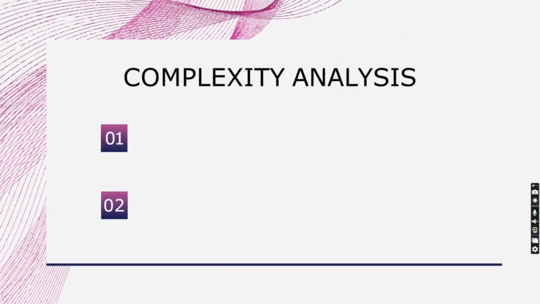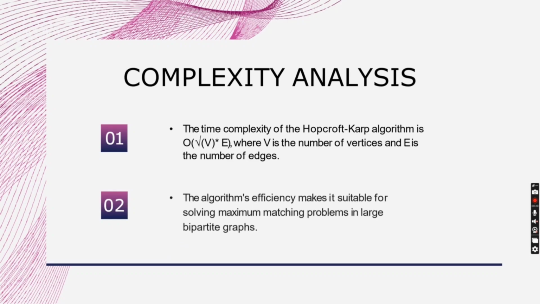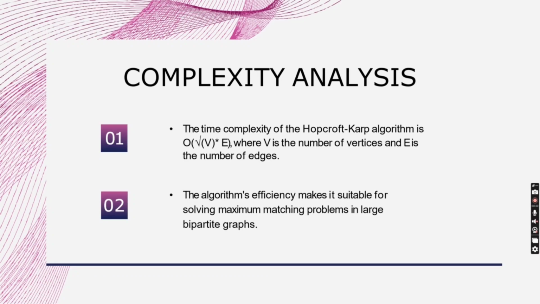Let us see the time complexity. The time complexity of the Hopcroft Karp algorithm is O(√V · E), where V is the number of vertices and E is the number of edges. The algorithm's efficiency makes it suitable for solving maximum matching problems in large bipartite graphs.